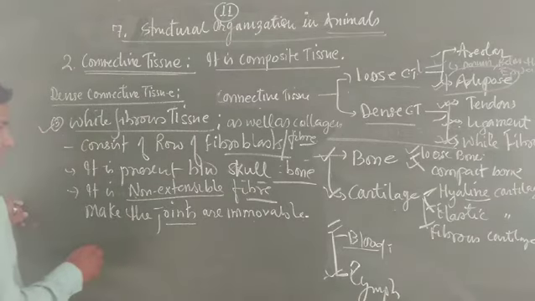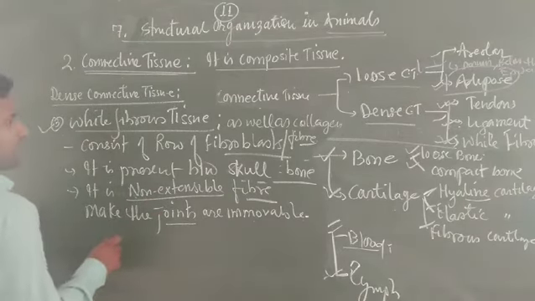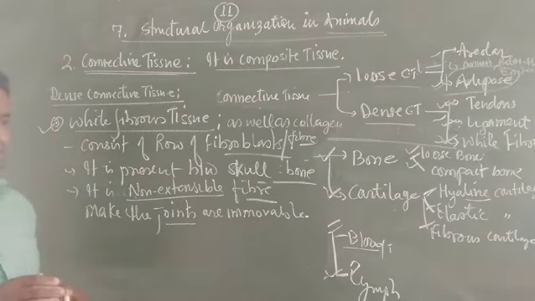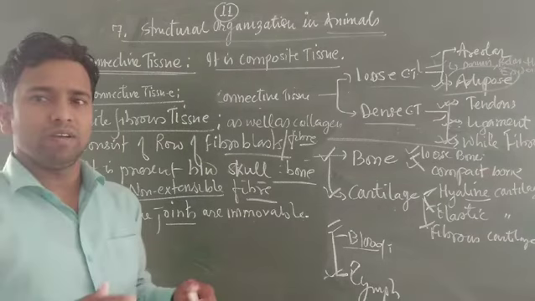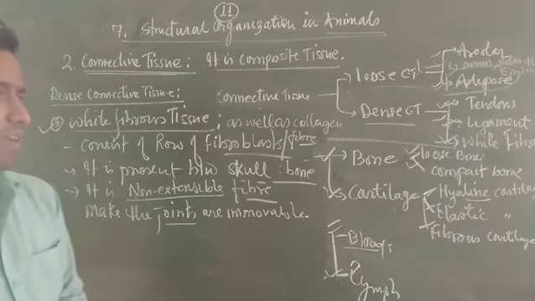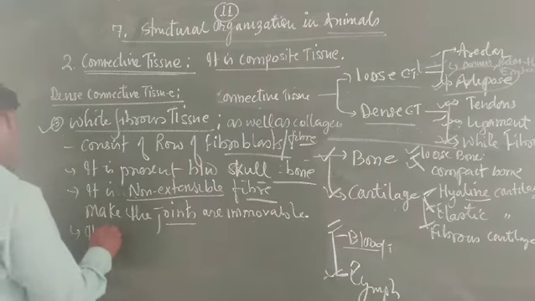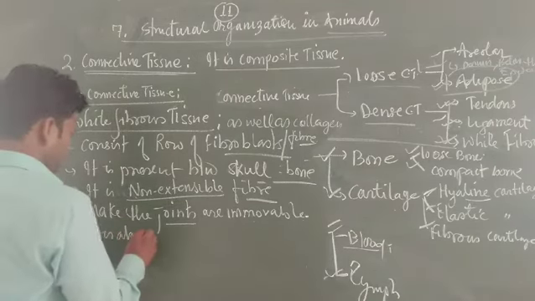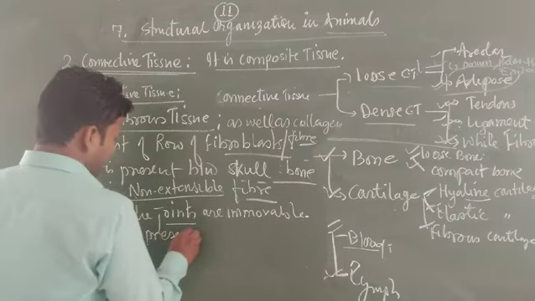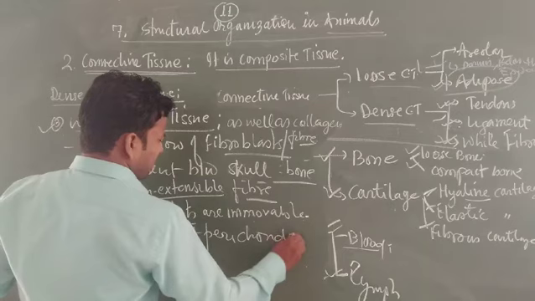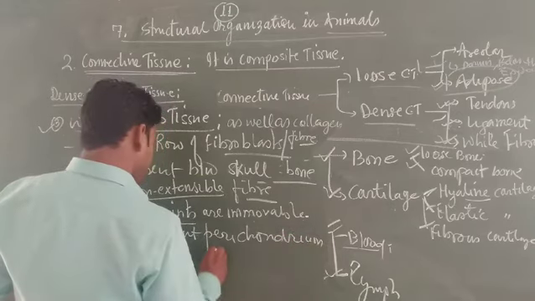The white fibrous tissue is also present in the perichondrium region. Perichondrium is the outer covering of the cartilage. Especially it is also present in the perichondrium region.